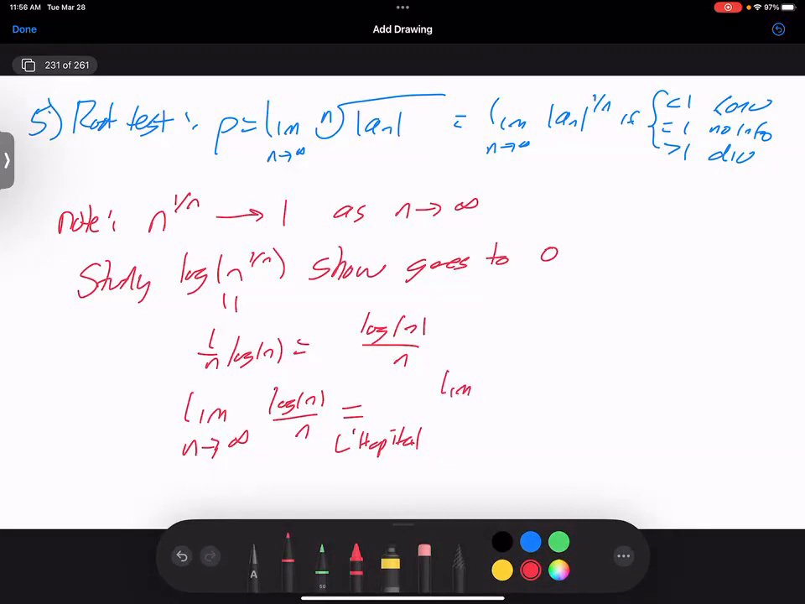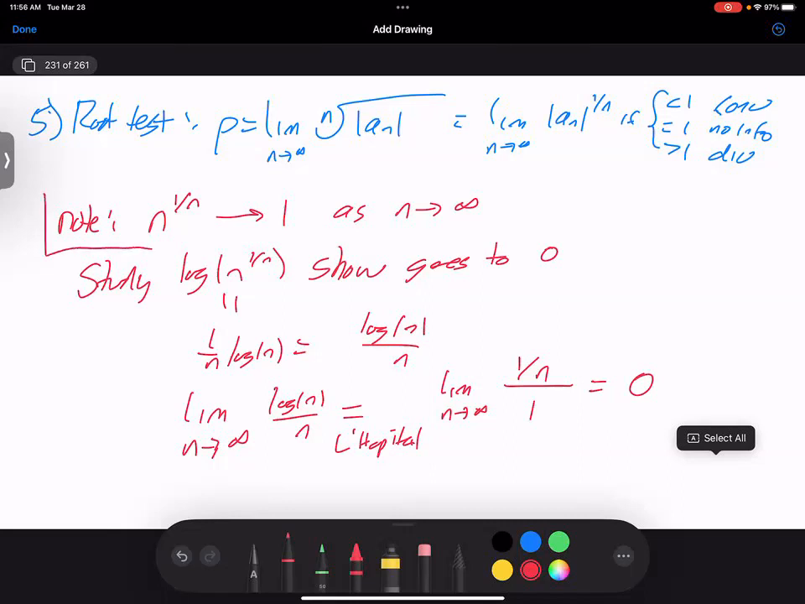And then that would be the limit as n goes to infinity. What's the derivative of the natural log of x? 1 over x. I'm just using n as my variable, so this just becomes 1 over n. The derivative of n is just 1, so that limit is just 0. So since the log of my quantity goes to 0, n to the 1 over n goes to 1.